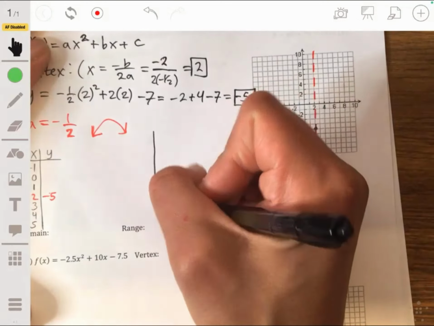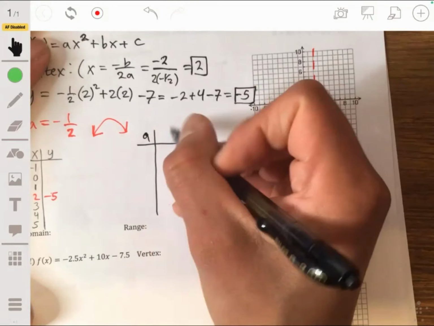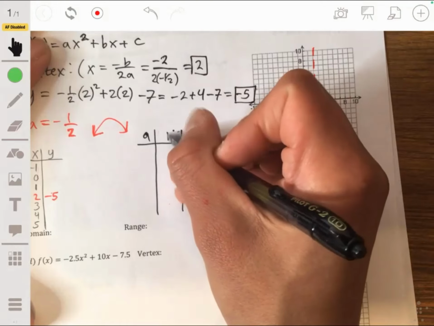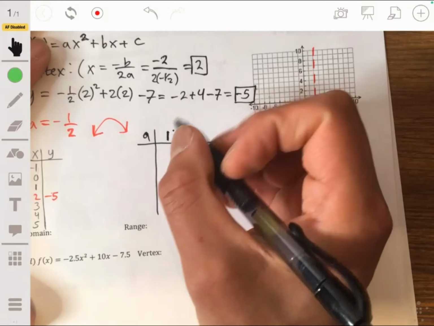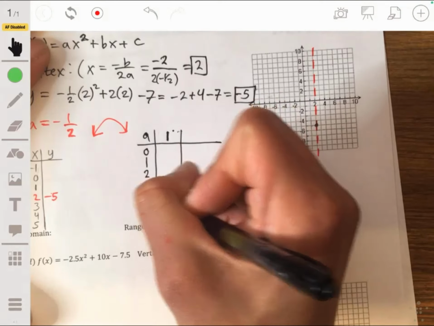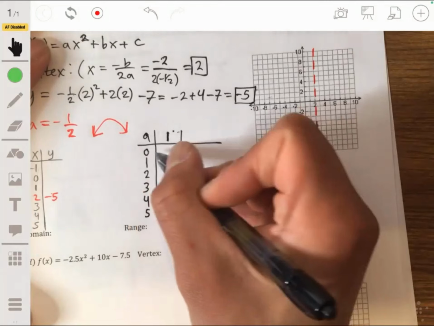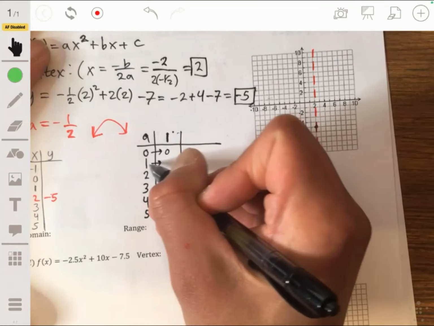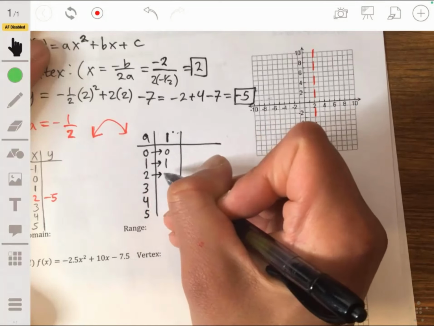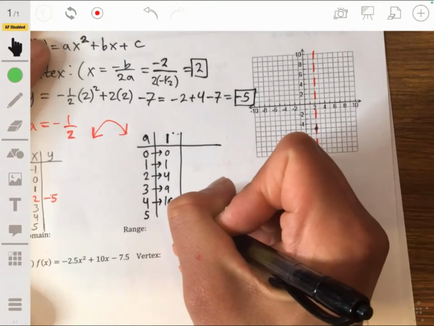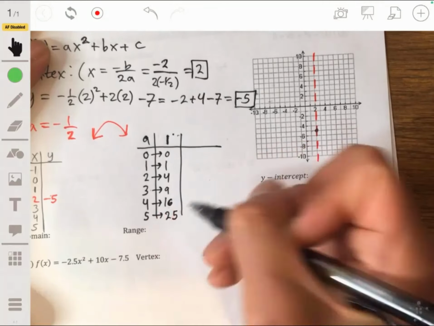So let's make another table here, so you get some practice. Again, if a is 1, and we're 0 units away, 1 unit away, 2 units away, 3 units away, 4 units away, 5 units away, 0 squared is 0 at the vertex. 1 squared is 1. 2 squared is 4. 3 squared is 9. 4 squared is 16. 5 squared is 25.